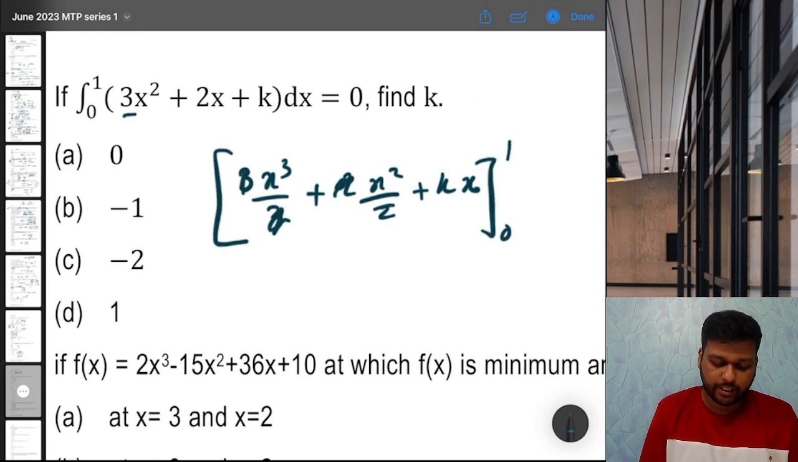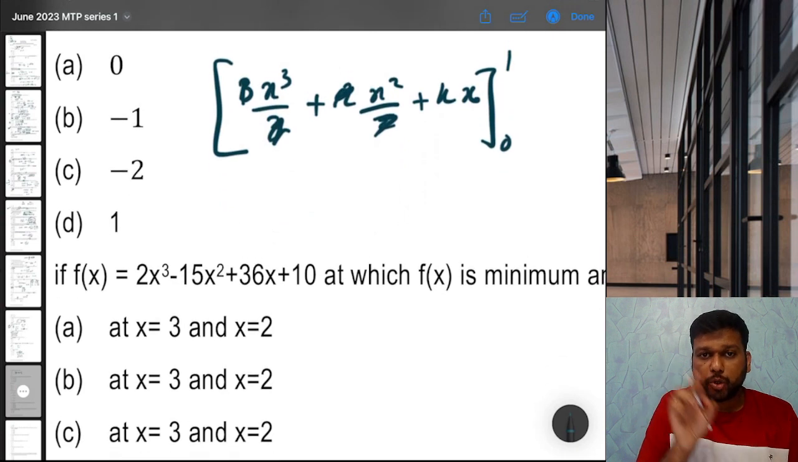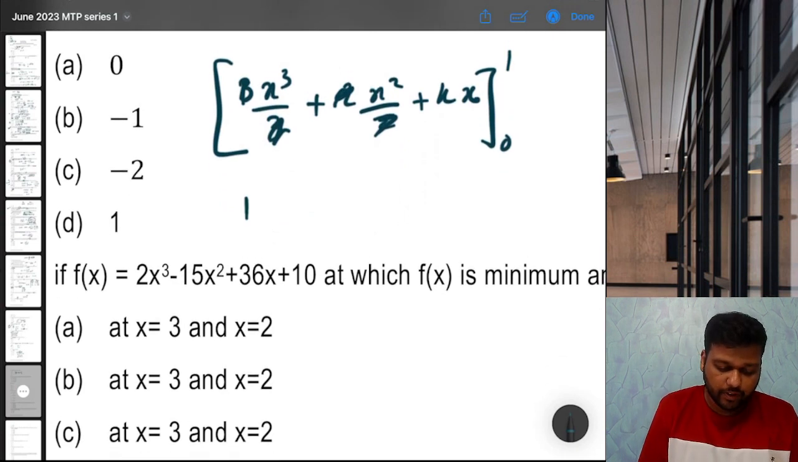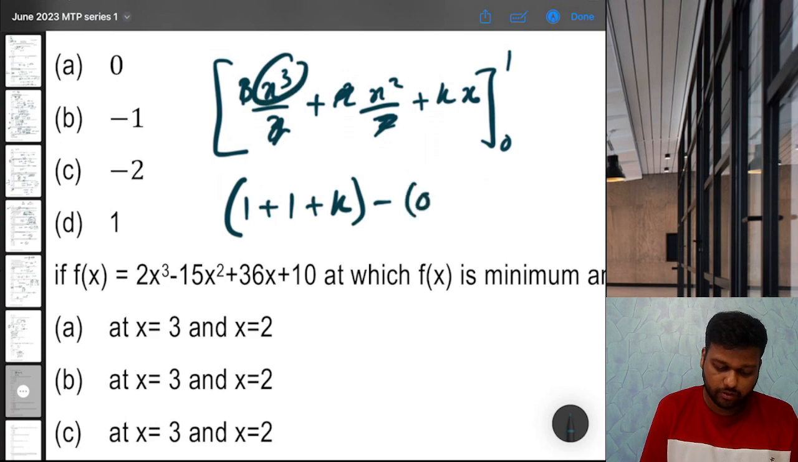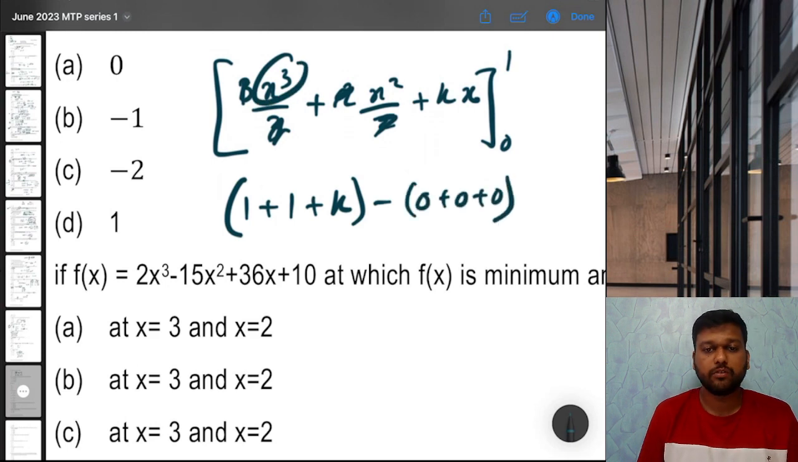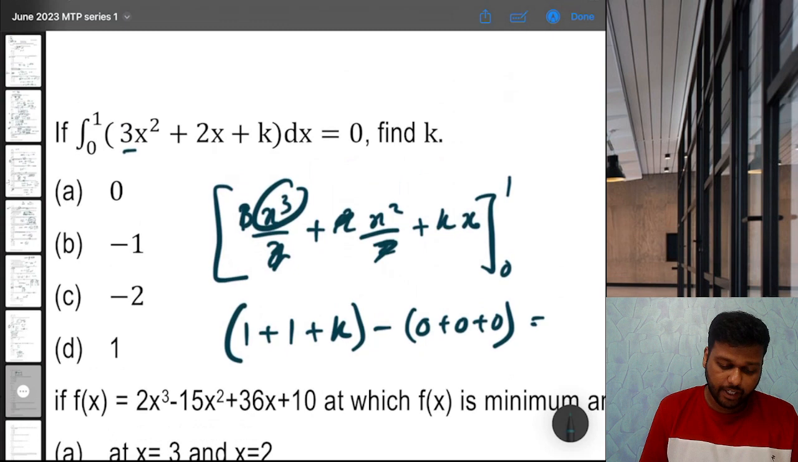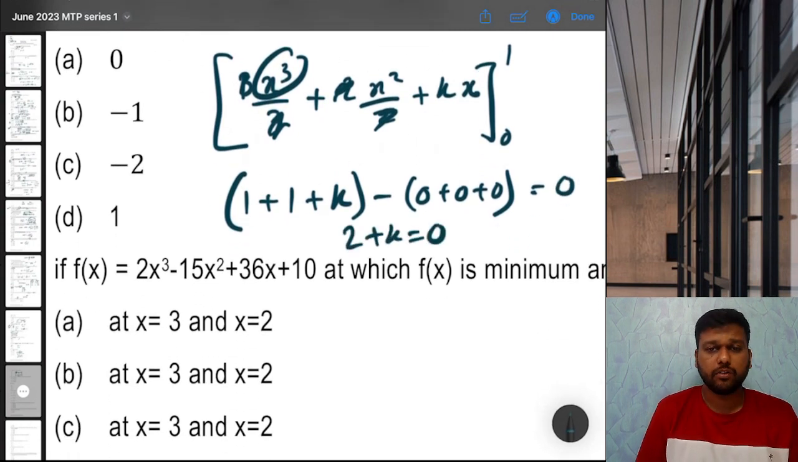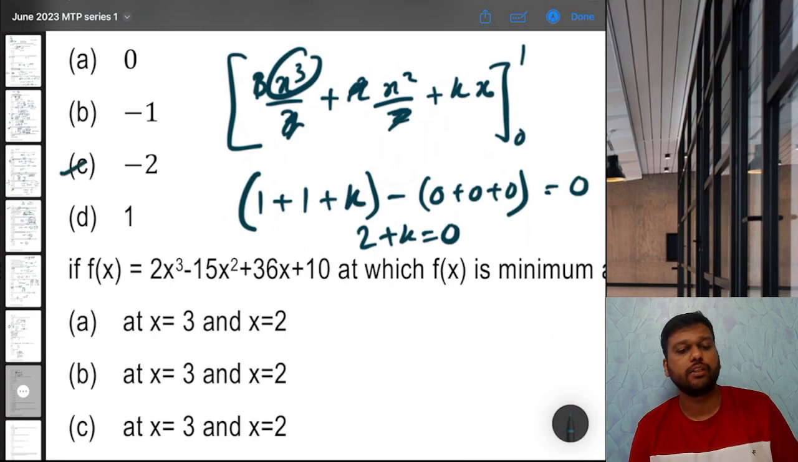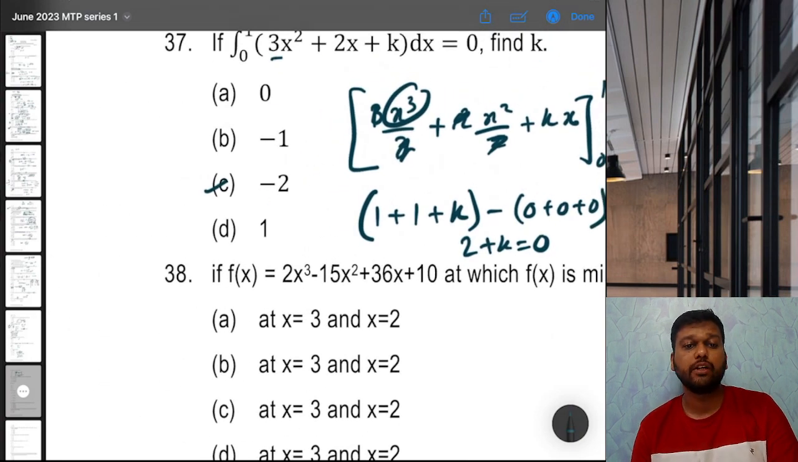Let's cancel 3, let's cancel 2. First we'll put 1. 1 cube is 1, plus x square is 1, plus k x is k. Minus, now we'll put 0: 0 plus 0 plus 0, right? They have given this as 0. That means 2 plus k is 0, so k is equal to minus 2. Option C is the correct answer for question number 37.